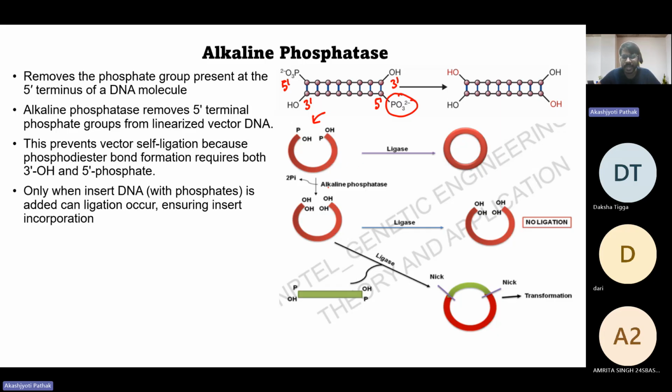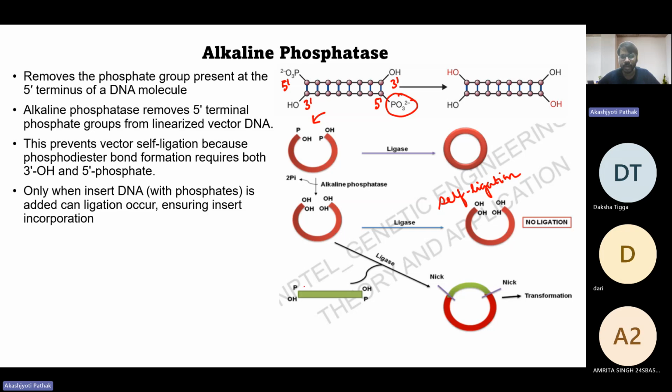Alkaline phosphatase is added. What will this alkaline phosphatase do? It will remove this phosphate group and add an OH group. Now the DNA ligase will not act if it has a 5' OH group and a 3' OH group. So it cannot ligate the two ends, and your self-ligation is prevented. Self-ligation means your vector is ligating with itself only. It is not ligating with your gene of interest.